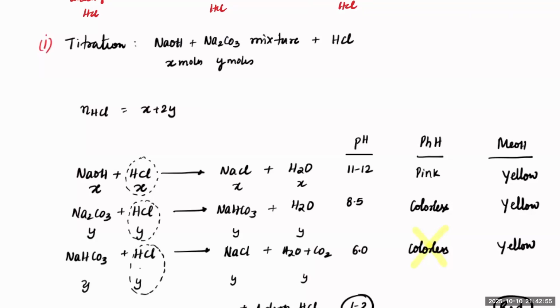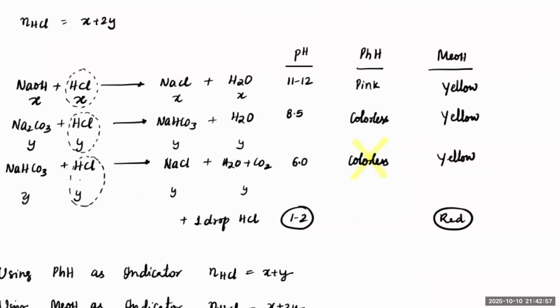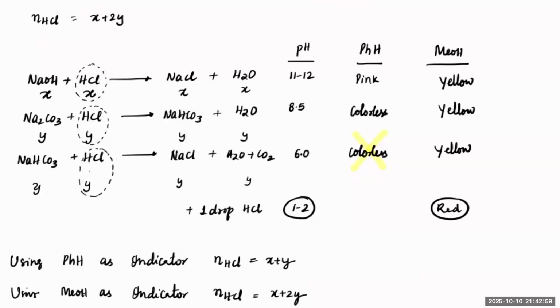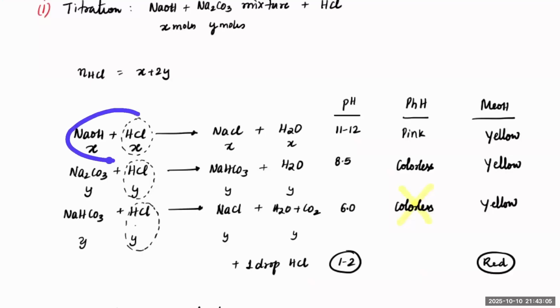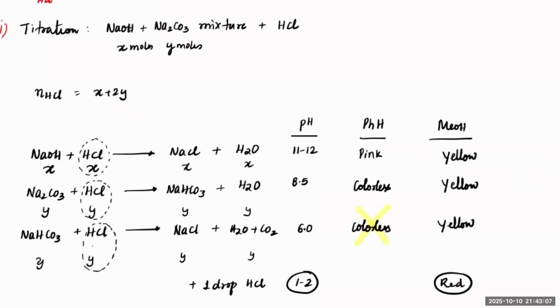Okay. Now imagine this, everybody. Listen to me carefully. Imagine you took NaOH and, sorry, NaOH and Na2CO3. This mixture you took in a test tube. So this is the test tube which you took. In that you have this mixture, which is NaOH and Na2CO3. Correct.